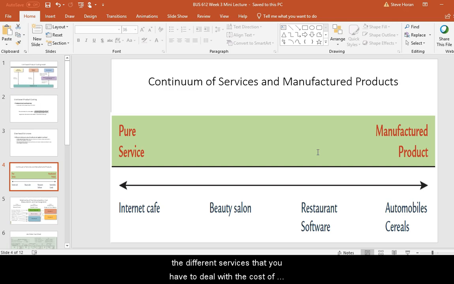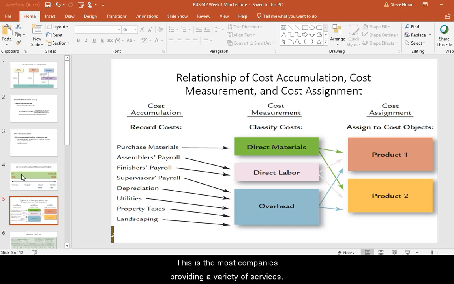So this is kind of an old example, but they use an internet cafe as the example. This is an example from your textbook. A beauty salon is both a service, and beauty salons obviously also sell products if you would like to buy one there. Most will sell something. A restaurant is a service, but they're selling you a product that you typically consume on the spot or maybe take home. Software is also a service, but you use software with your computer, and then obviously a manufactured product. A couple of examples are automobiles and cereals. But just keep in mind that these concepts we're learning in week 3 really do pertain to both services and manufactured goods.